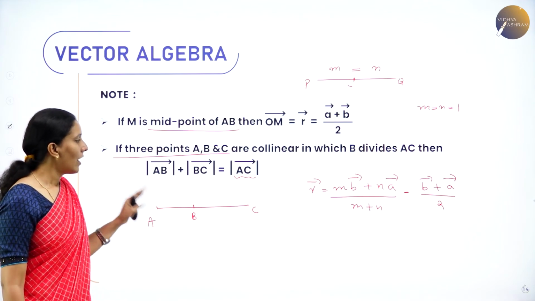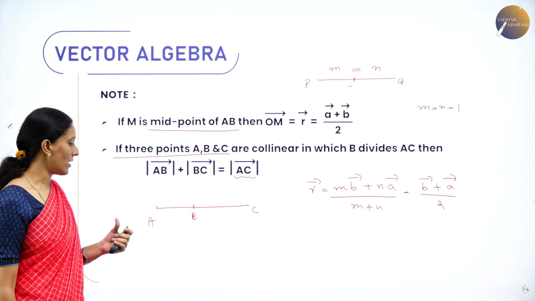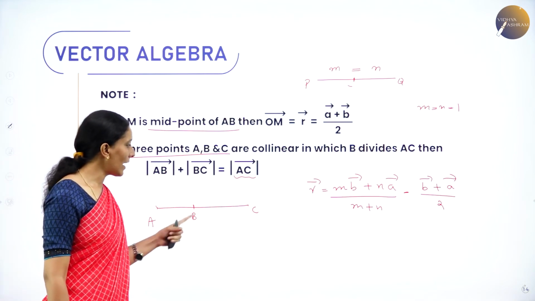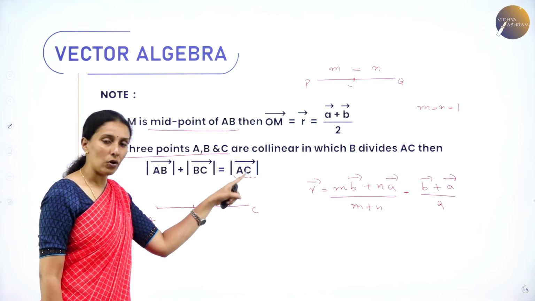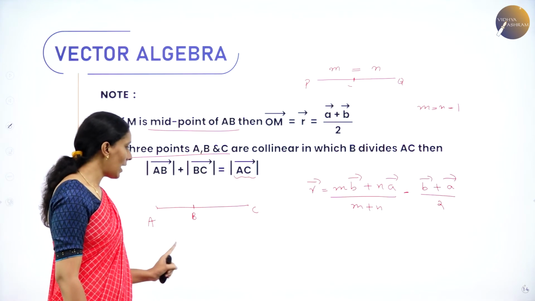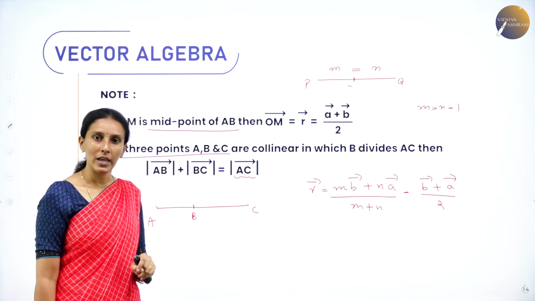So this is the application of vectors, you can say. If AC is the line and B is the point which is dividing the line AC, to show that they are collinear, we need to show that AB plus BC is equal to AC.